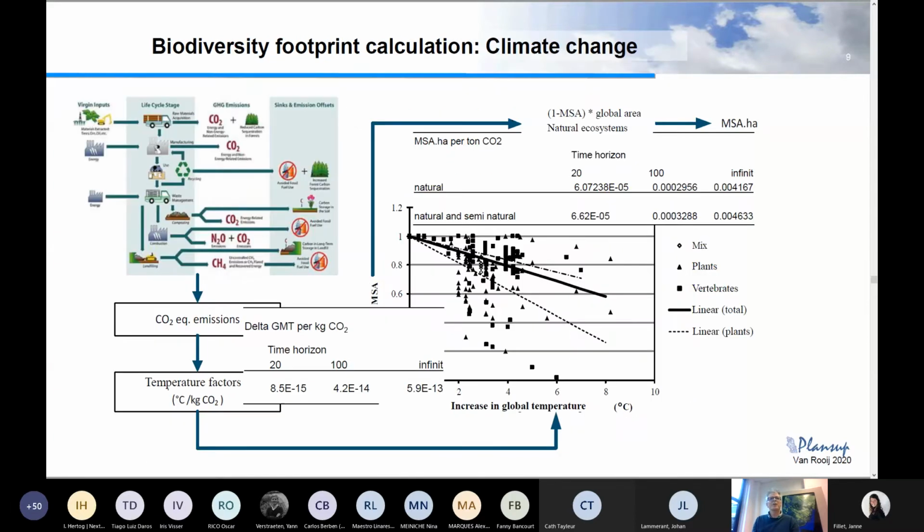So here you can see the impact of climate change. It's going through the whole supply chain, which is related to CO2 emissions, the equivalents I was talking about. For each of these, we know that the CO2 is causing the greenhouse effect. Then for different kinds of species, it's already calculated what the temperature increase would do. And from that relation, we calculated the general impact of 1 ton of CO2 on the MSA per hectare. And next slide, please.